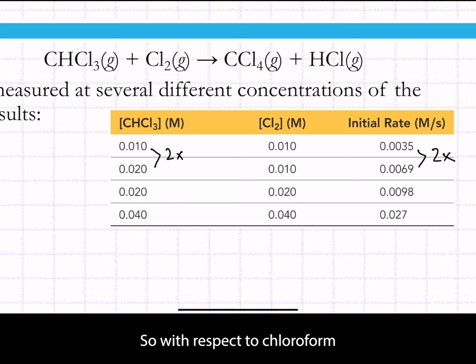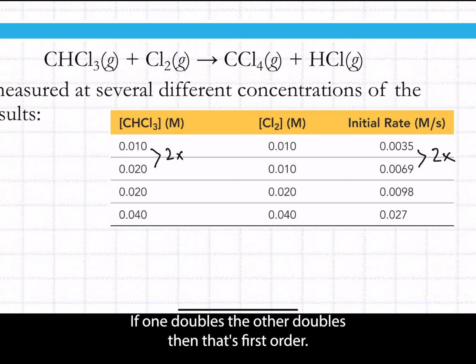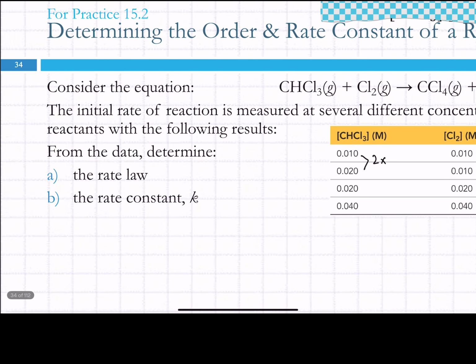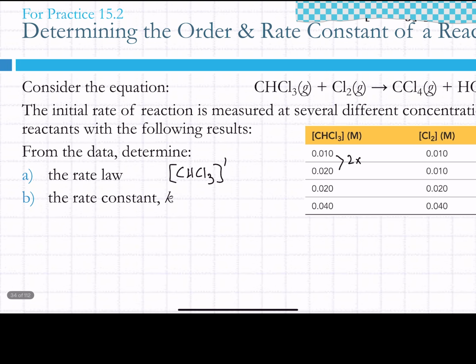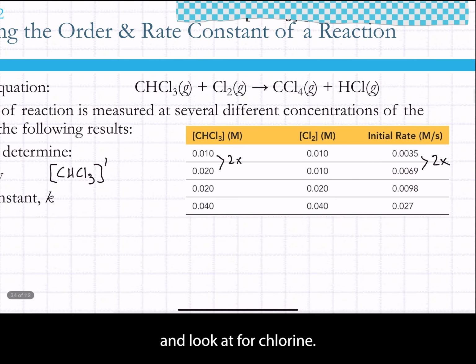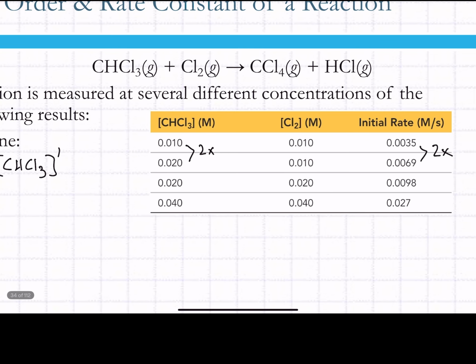So with respect to chloroform, what's the order of the reaction? First, right? If one doubles, the other doubles, then that's first order. So for chloroform, CHCl3 is going to be first. Now I've got to go back to our data and look at chlorine. We need to find a place where the concentration of chloroform stays the same, but chlorine changes.